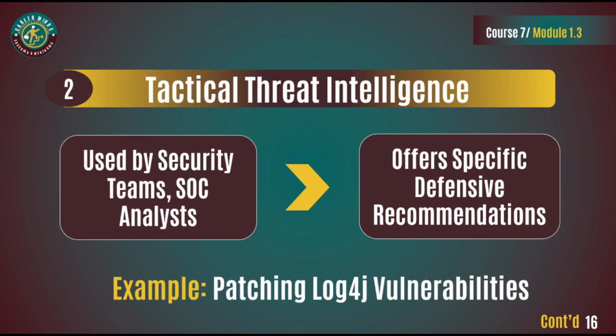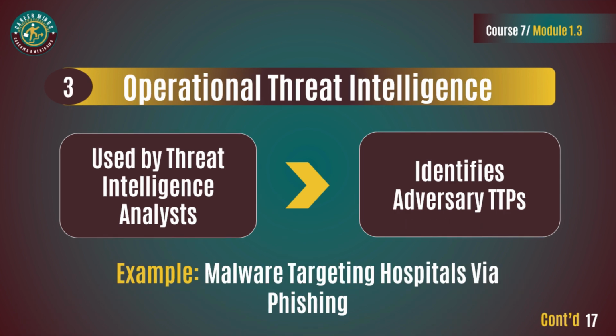Number 2 is tactical threat intelligence, and this is what security teams and SOC analysts use. It offers clear, actionable steps. An example would be discovering a major vulnerability in the Log4j software, and tactical intel tells the team to apply a patch immediately.